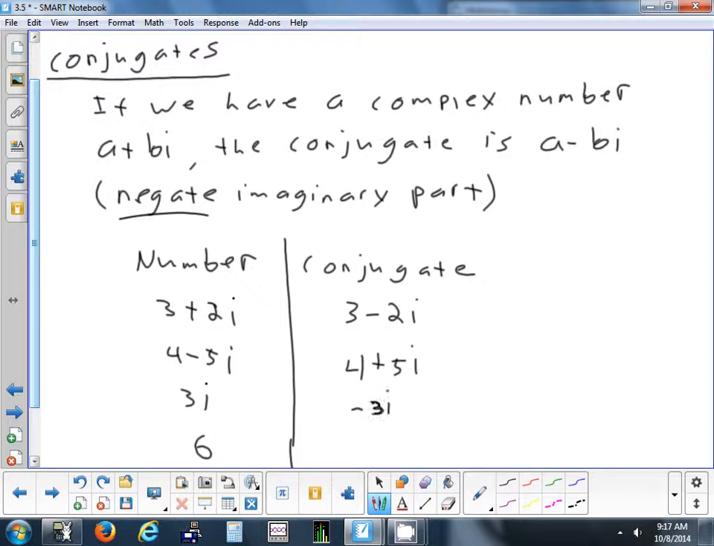And the last one, 6. What do you think the conjugate of 6 would be? Yep, Brandon. Stays the same, 6. So the last one, if you're confused, think of 6 as 6 plus 0i. There's no imaginary part. The conjugate would be 6 minus 0i. Well, plus 0 and minus 0, it's the same thing. Okay.